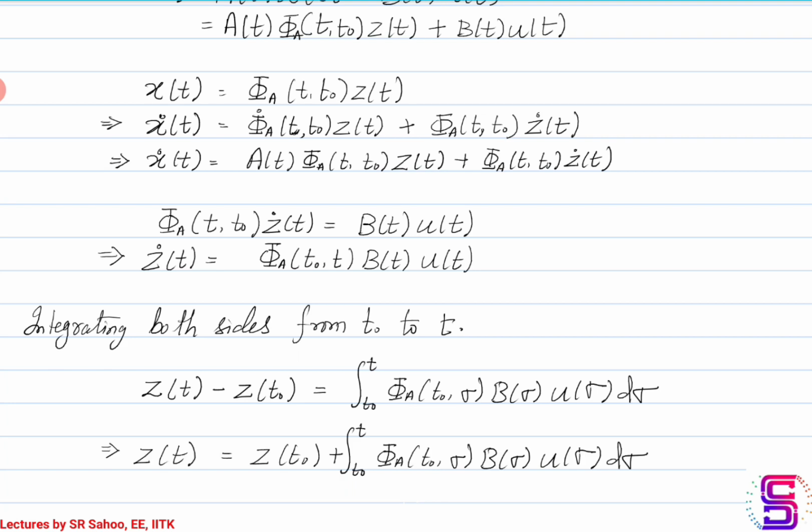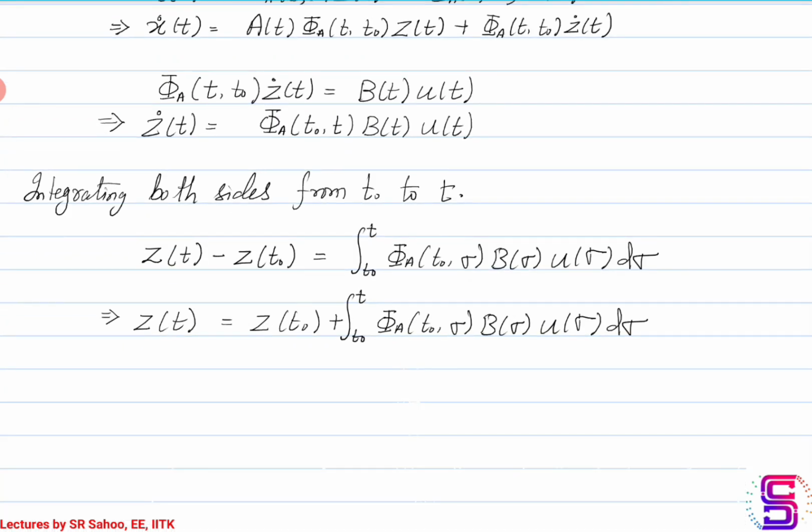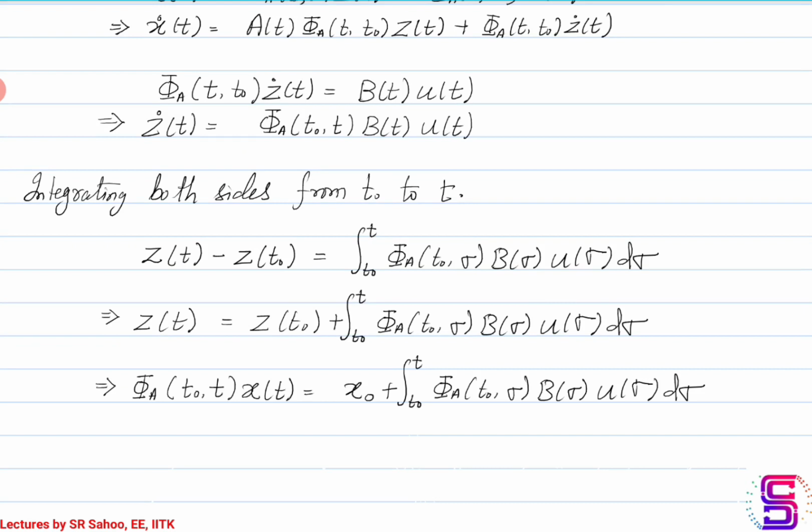So this is the next step where you take the z(t0) expression from the left hand side to the right hand side. So now we have an expression for z(t). But as per the definition of the state vector z with respect to x, we'll do that substitution. So we get Φ_A(t0, t) x(t) on the left hand side, and on the right hand side we have already established that the initial value of the state vector z is nothing but x0, so we'll substitute it here.